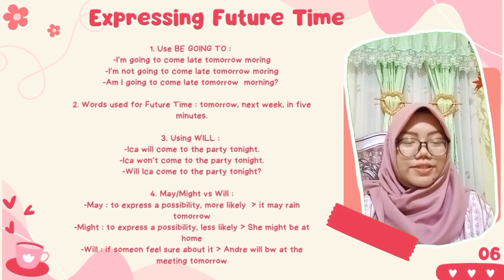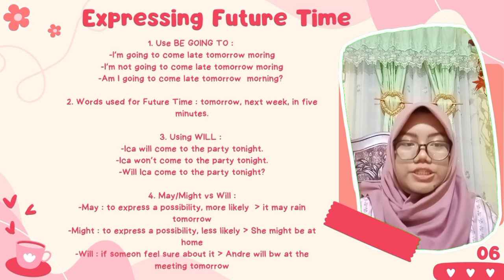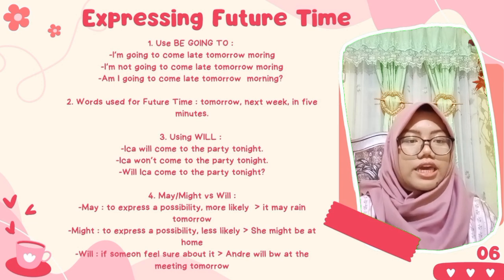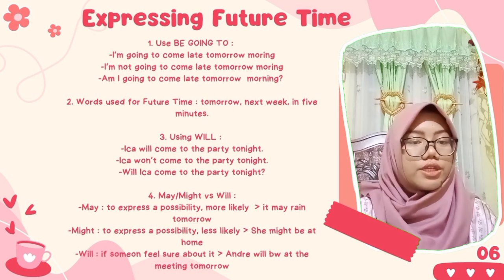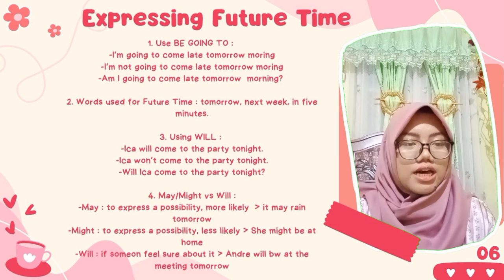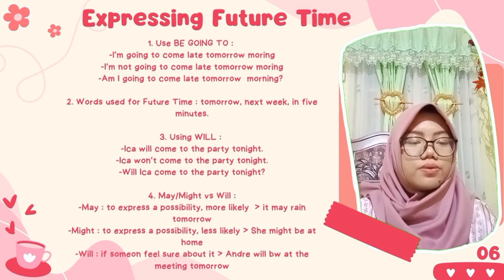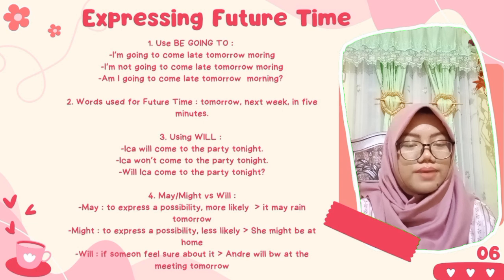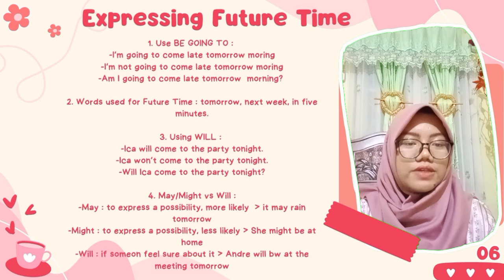In chapter 6, we learn about expressing future time. In future time, you can use be going to. It has a meaning like will. Like I am going to come late tomorrow morning. Or the negative, I am not going to come late tomorrow morning, or in the interrogative like the question, am I going to come late tomorrow morning? And the words used for the future time are like tomorrow, next week, in 5 minutes, in an hour, and of course, future time using will.